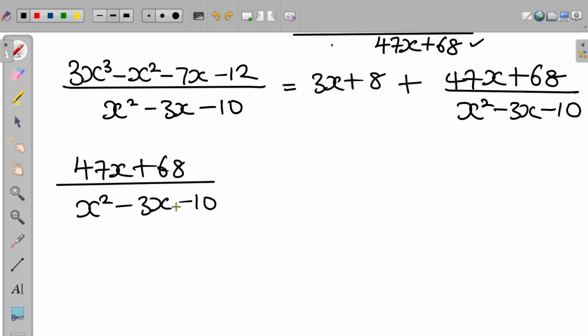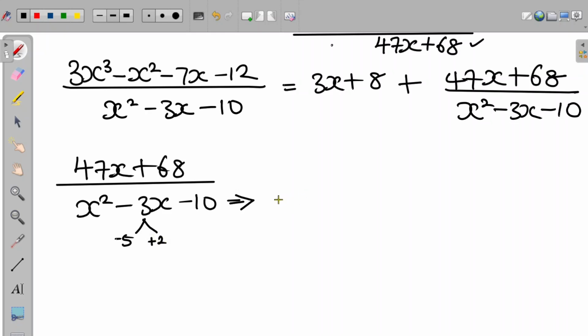Now, to resolve this proper fraction into partial fractions, we have to consider the denominator. The question is, can we reduce this quadratic expression into two linear factors? Yes. So we have to look for two integers that when we add, we have -3, and when we multiply, we have -10. So the two integers are -5 and +2.